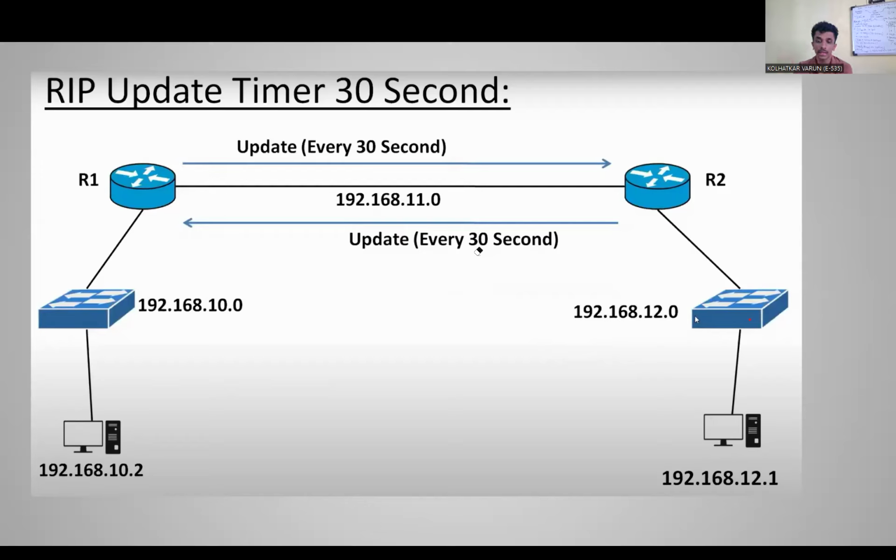Every 30 seconds, the router exchanges the update messages. The update timer is 30 seconds. After 30 seconds, the update is forwarded again to the neighbor router. And let us assume the link is down, what will happen then? The invalid timer will be automatically started. The router will wait for any kind of update from the neighbor router for the next 180 seconds, when the neighbor has been disconnected from the network.